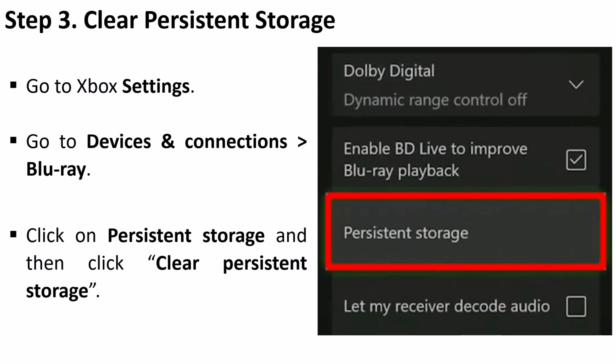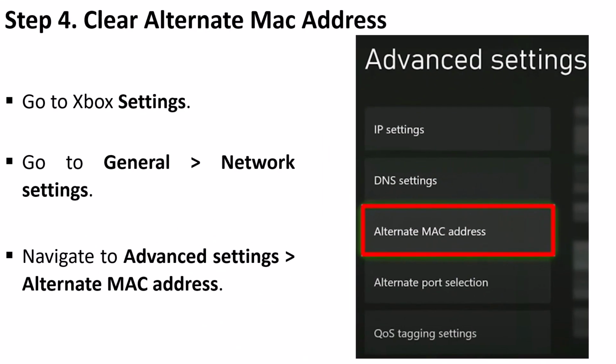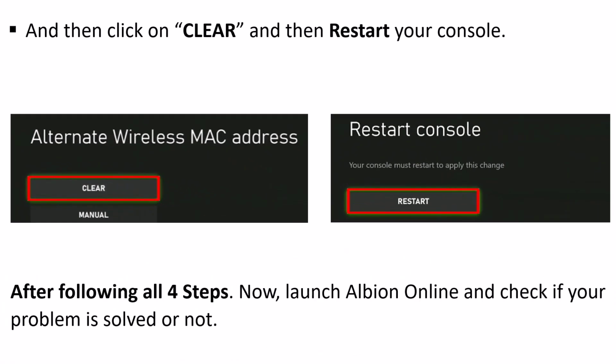Step 3 is to clear persistent storage. Go to Xbox settings, go to devices and connections, Blu-ray, click on persistent storage and then click on clear persistent storage. Now if you don't see this feature on your Xbox console, then skip this step. And step 4 is to clear the alternate MAC address. Go to Xbox settings, go to general, network settings, navigate to advanced settings, alternate MAC address, then click on clear and then restart your console.